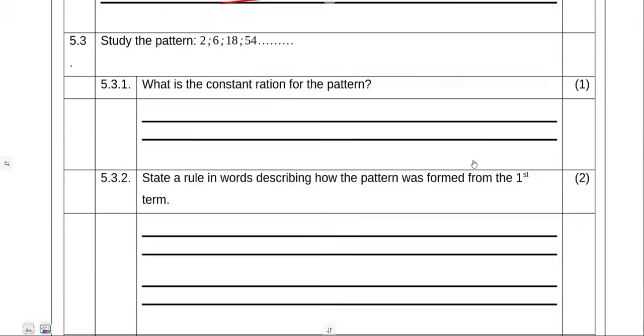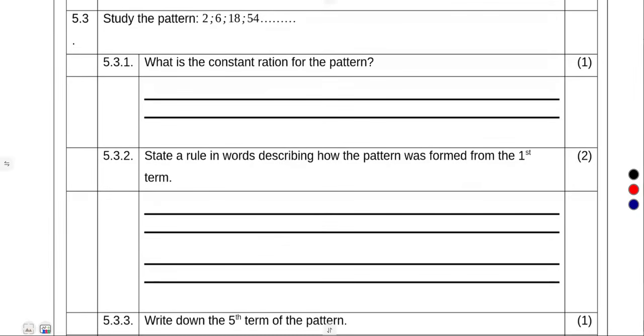All right, study this pattern, and from that pattern, 5.31, what is the constant ratio? Already you're told that there is a ratio. So the constant ratio, second term over the first term. This is T1, this is T2. So what is our second term? 6 over the first term, which is 2. So that's a 3. All right, so our R is 3.